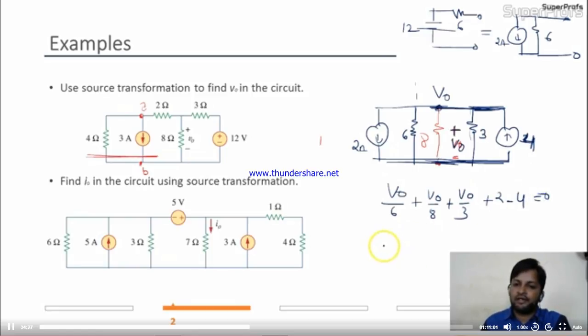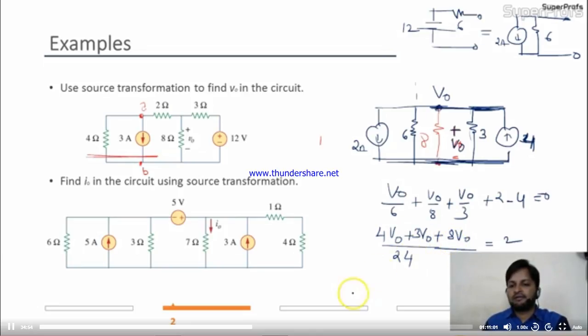Is it okay? Finally, we can take 24 as the LCM, and 4V0 plus 3V0 plus 8V0 equal to this 2. Okay. 4, 3 and 8, so this is total 15. 15V0 is nothing but 48. V0 is nothing but 48 divided by 15. This is our answer in volt.